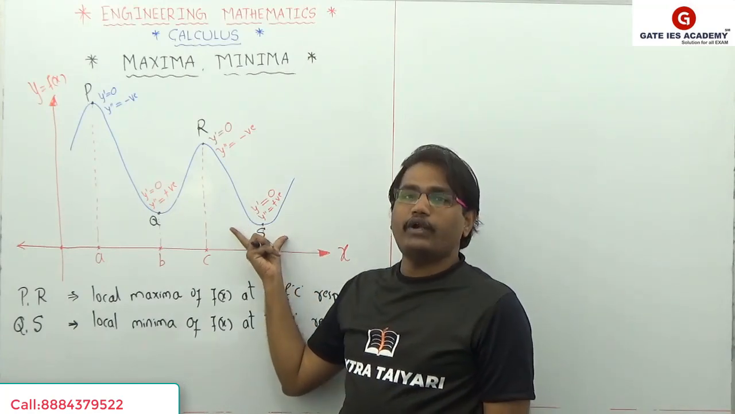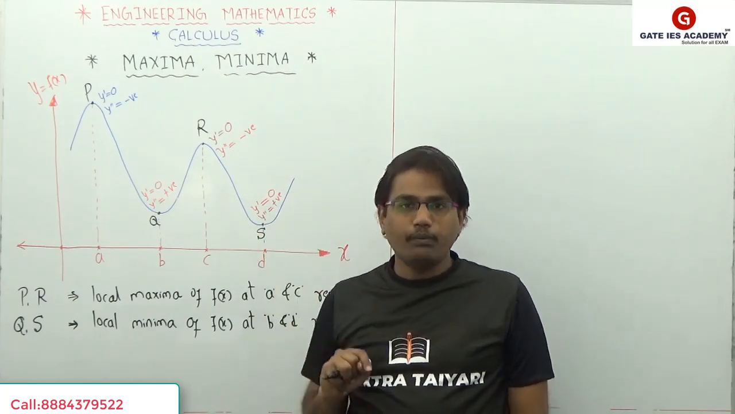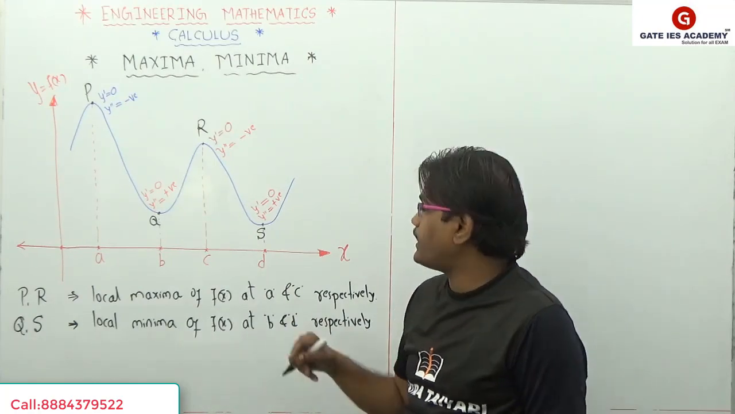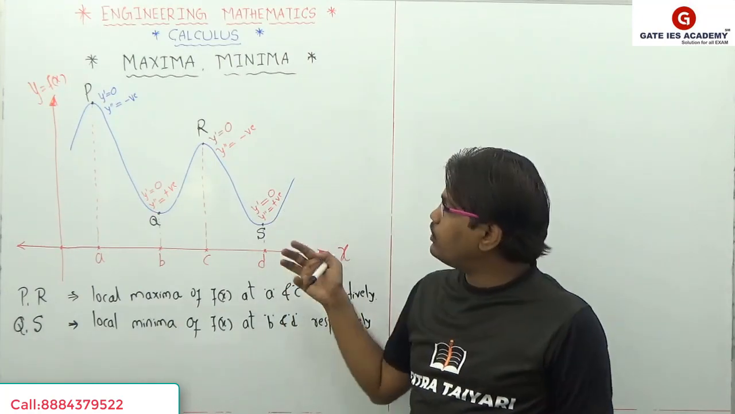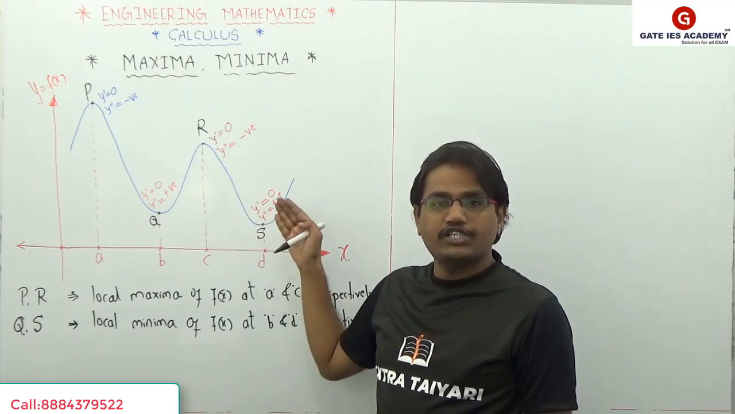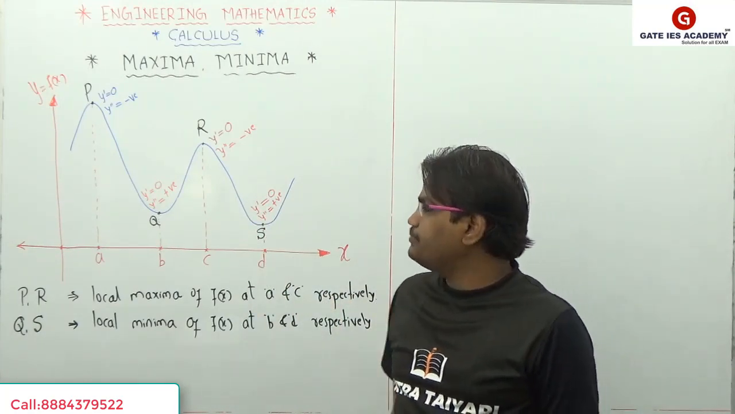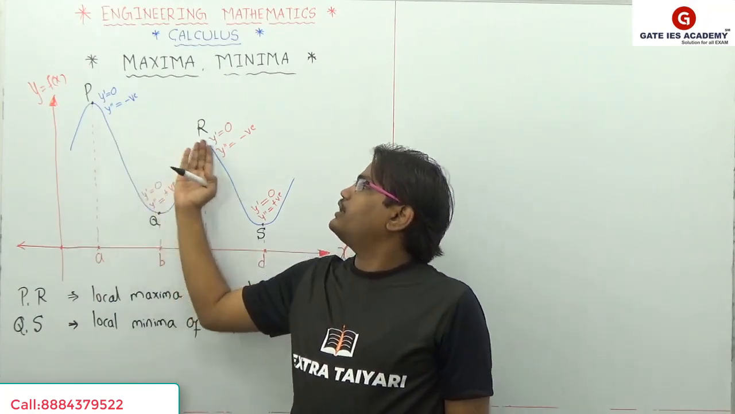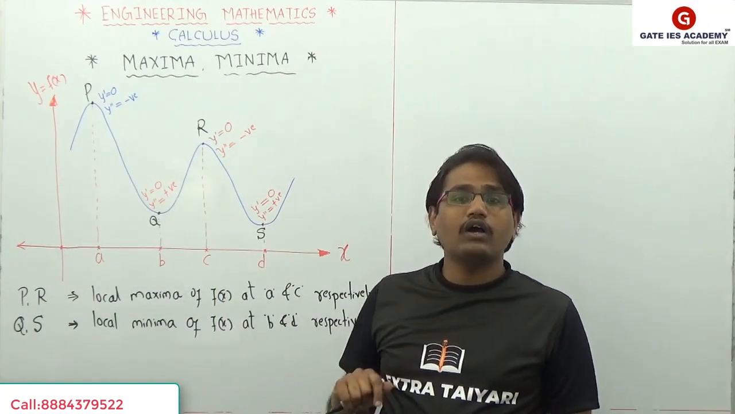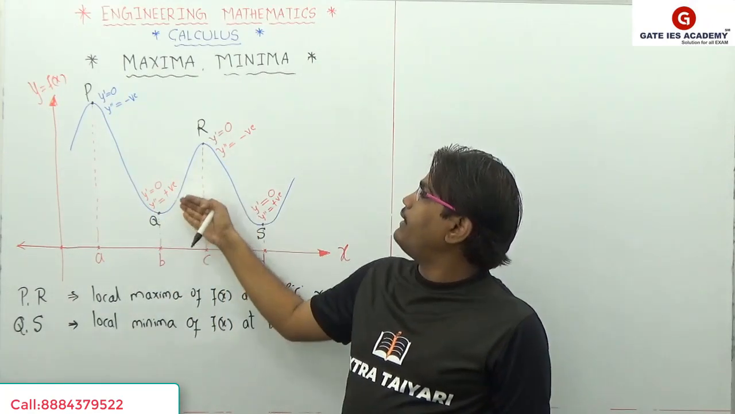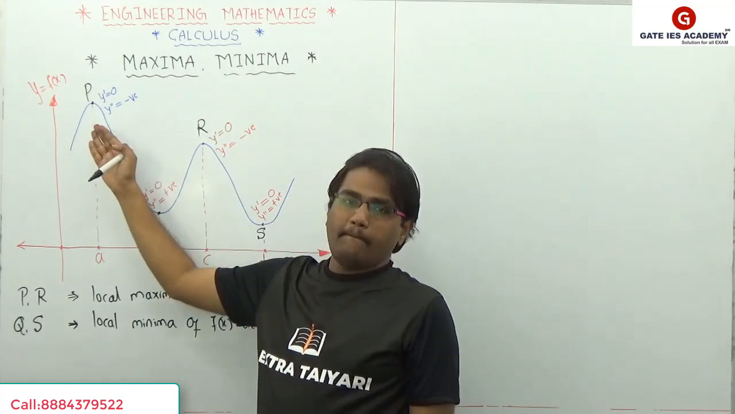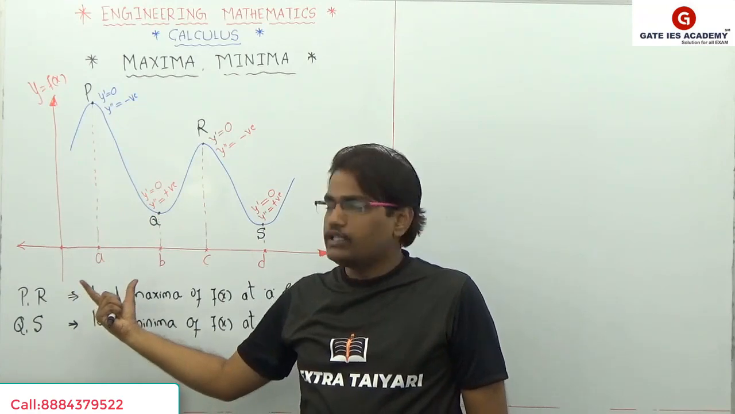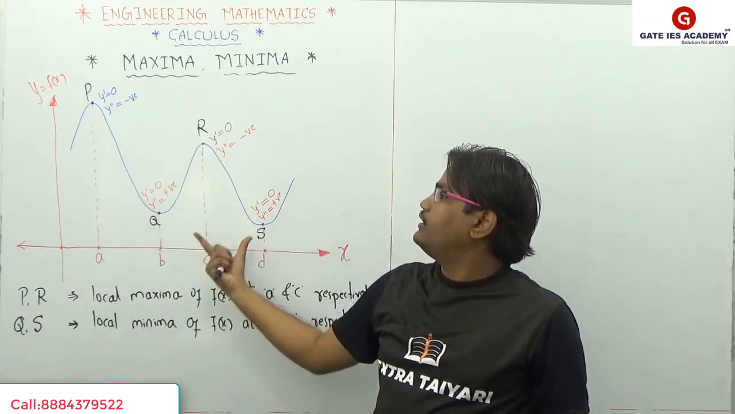So even at point S, the slope is 0, y dash is 0, y double dash is positive. The second derivative is positive because it has the convex shape here, right? Now points P and R, we can say them as the local maximum, meaning the maximum values of y. Locally means in some interval they are the maximums.